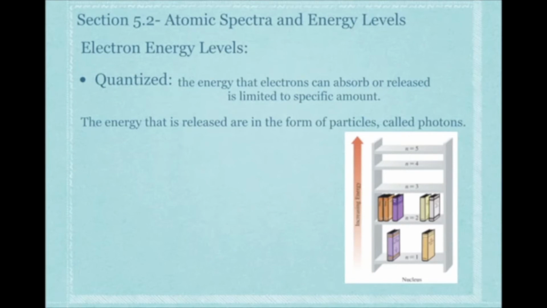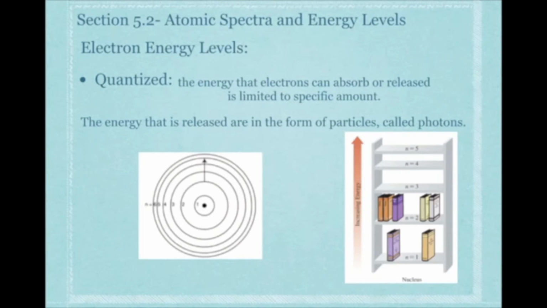So n equals 1 represents an energy level where your electrons are, and they're closest to the nucleus. N equals 2 is the next level up, then n equals 3, then n equals 4, then n equals 5. Notice I can't put books in between n equals 1 and n equals 2. It has to be on that shelf with that specific energy. And the same thing applies for electrons.